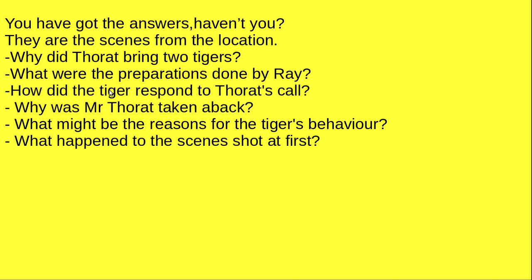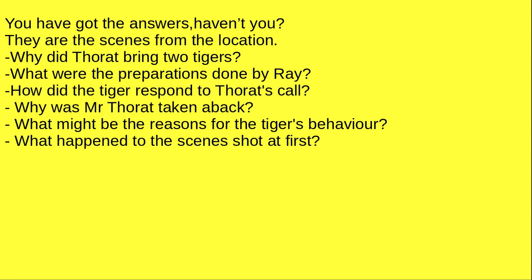Why did Thorat bring 2 tigers? Come on. You have to play it safe, you know. And what were the preparations done by Ray? Steel rod was there, steel wire was there, and all the things, you know, right? And how did the tiger respond to Thorat's call? Instantly it jumped out. And why was Mr. Thorat taken aback? Come on, because the tiger behaved in a totally unexpected manner. What might be the reasons for the tiger's behavior? Okay, you can guess it.